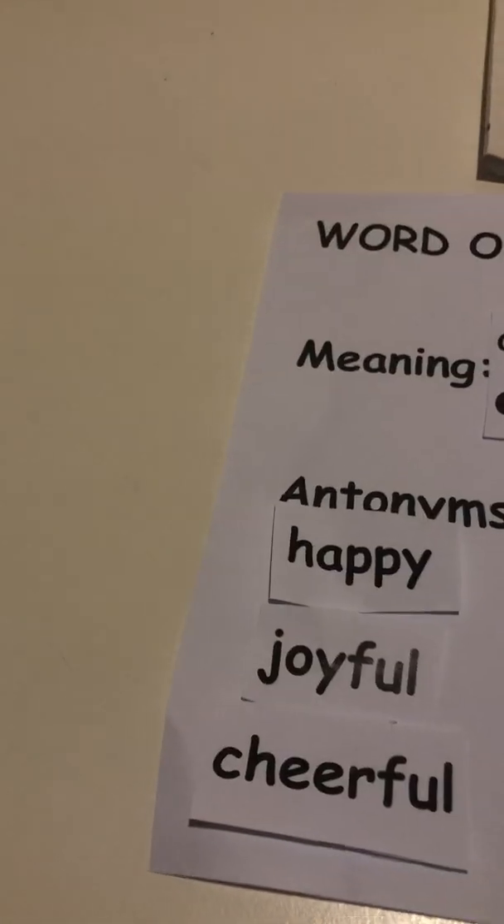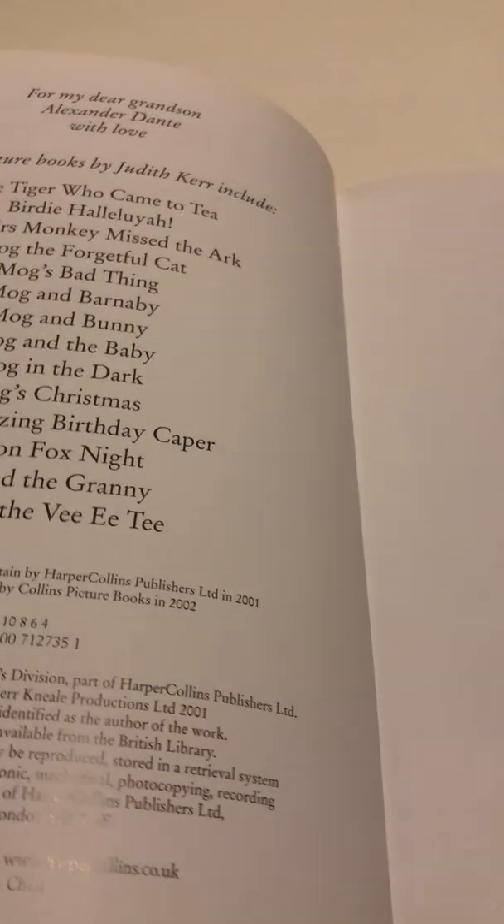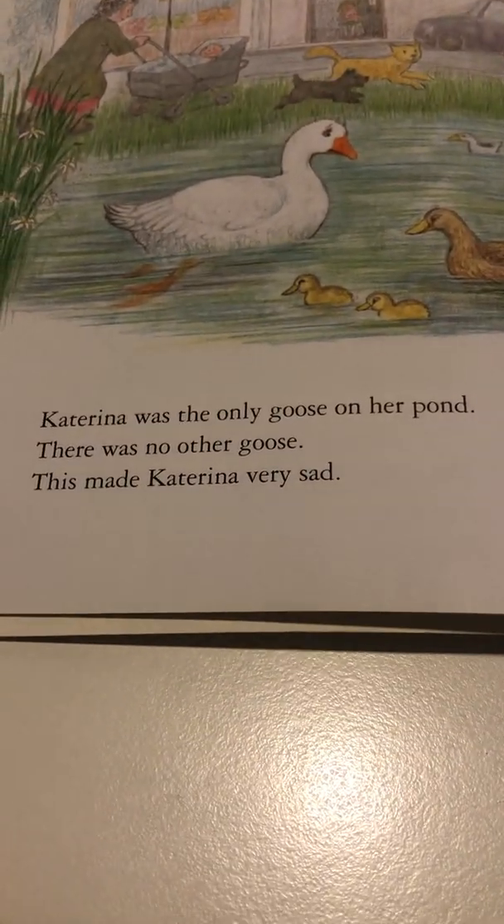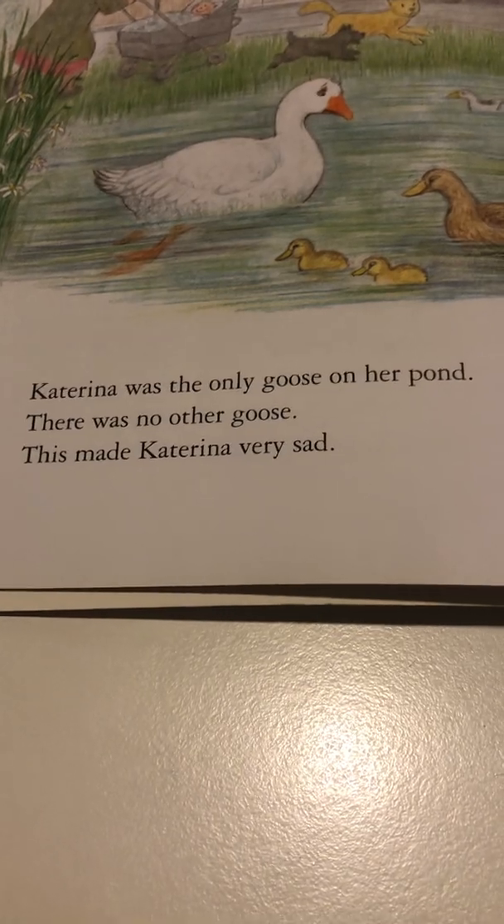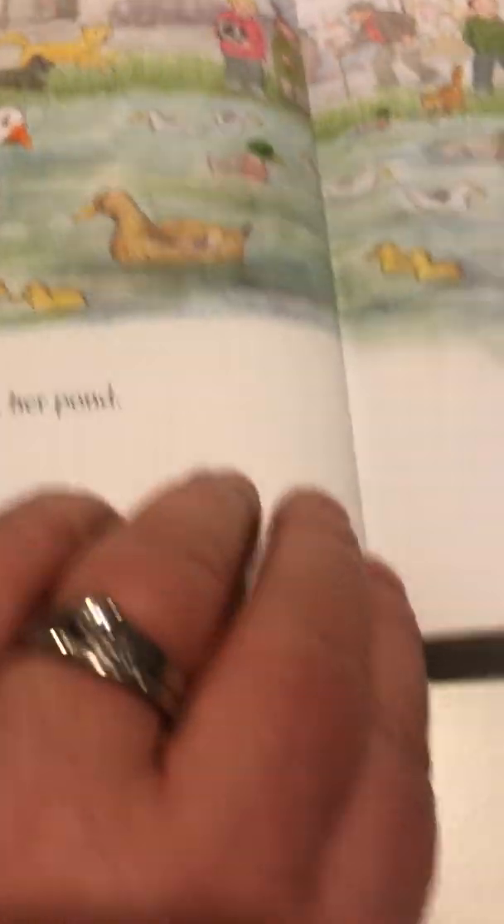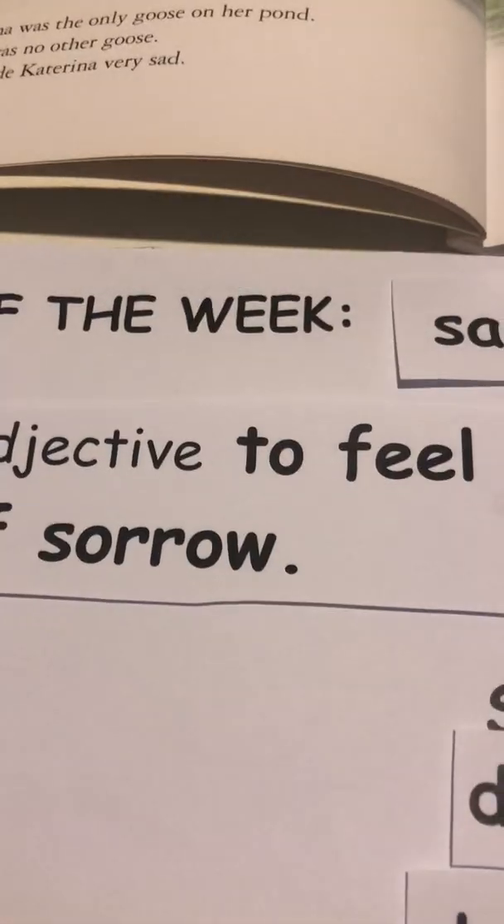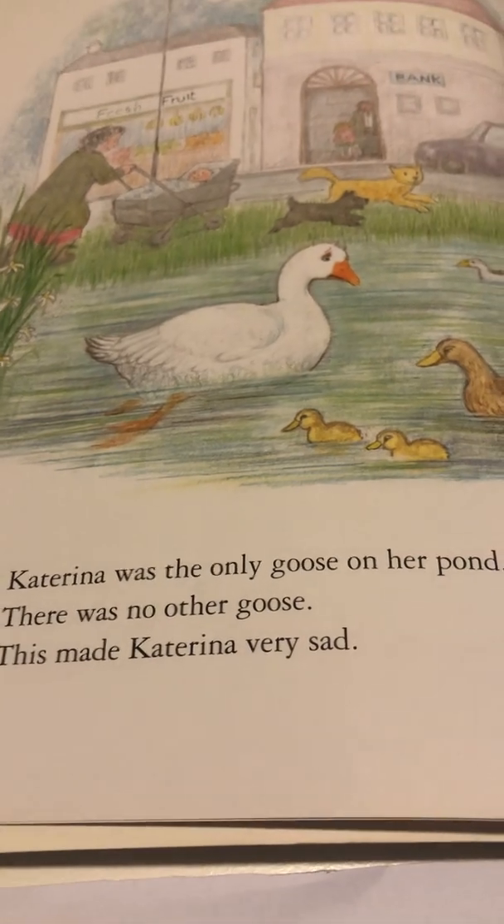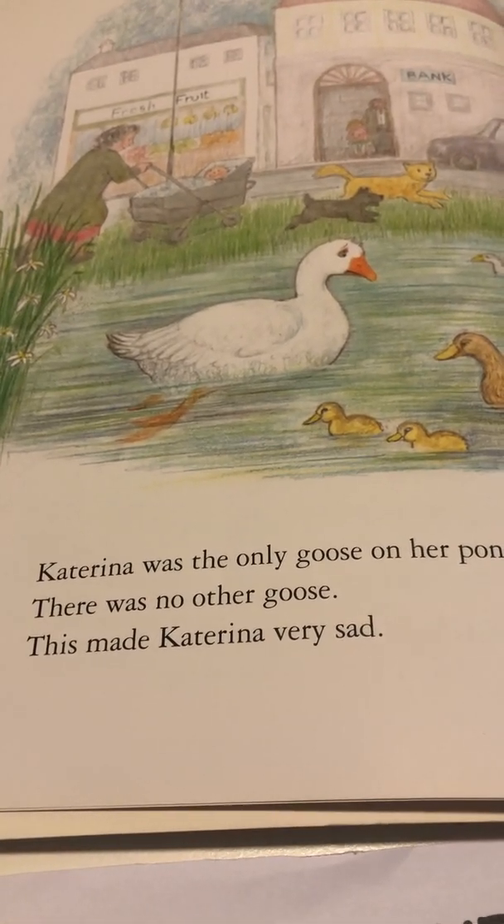Now let's have a quick look at where sad is in the story. We've mentioned it a couple of times, but the main part is here in the beginning where we say, Katerina was the only goose on her pond. There was no other goose. This made Katerina very sad. So you could have replaced the word sad there, perhaps, for depressed or down in the dumps. You could have used one of our synonyms there instead of the word sad.